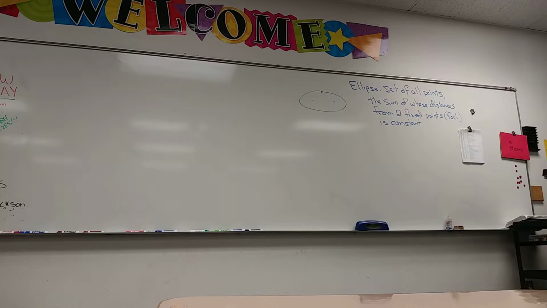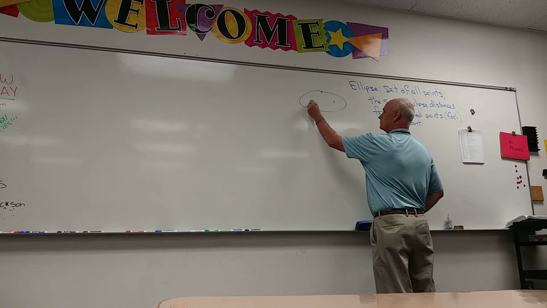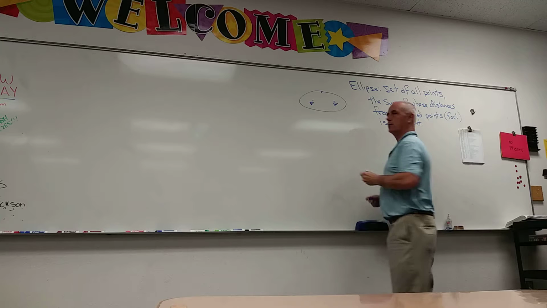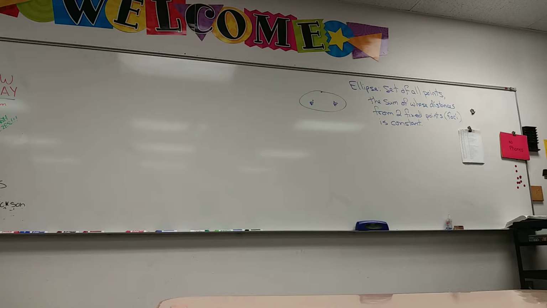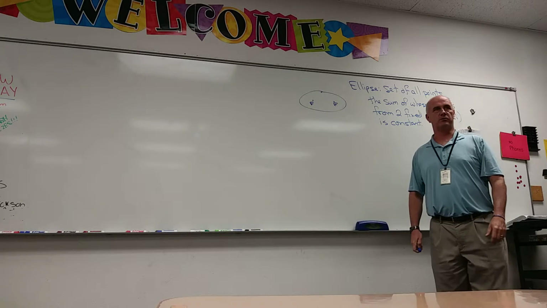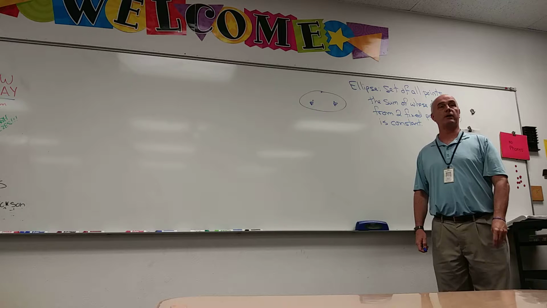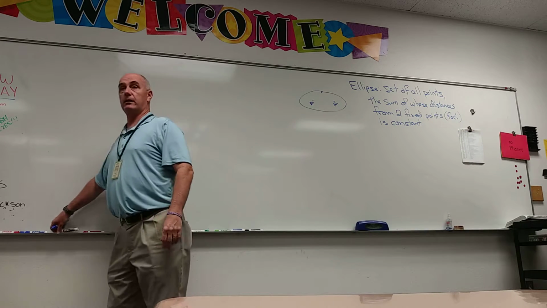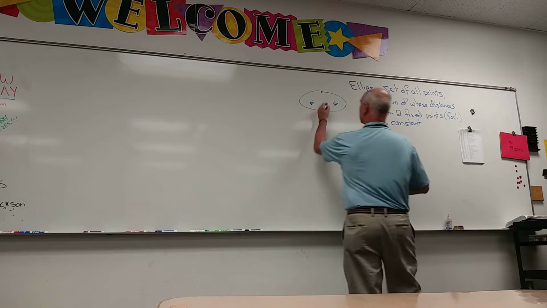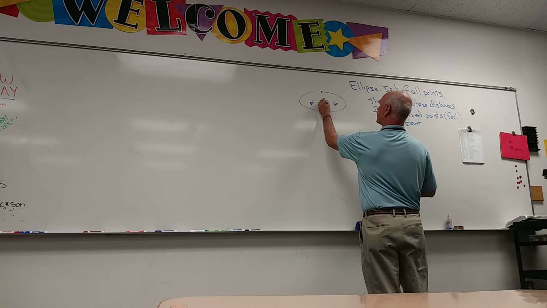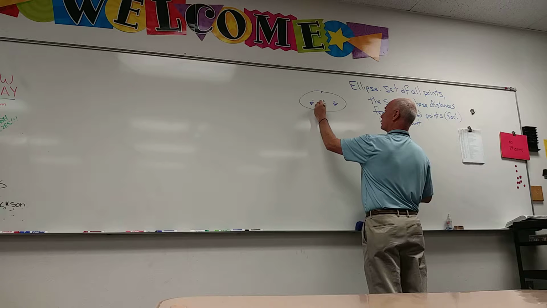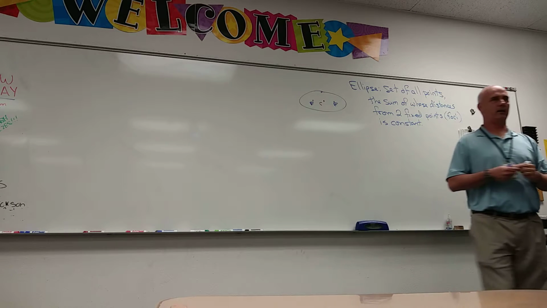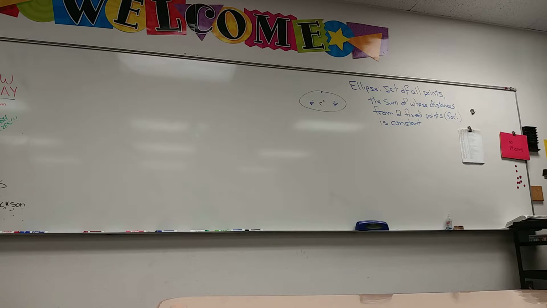Okay? These 2 points are called foci. Foci is the plural of focus. So with a parabola we had a focus. In an ellipse we have 2 focuses, also known as foci. In the middle, in between the foci, there's a point right here, which is called the center. I know, shocking. Hopefully.